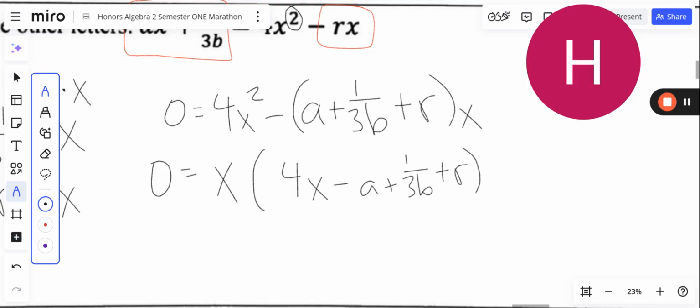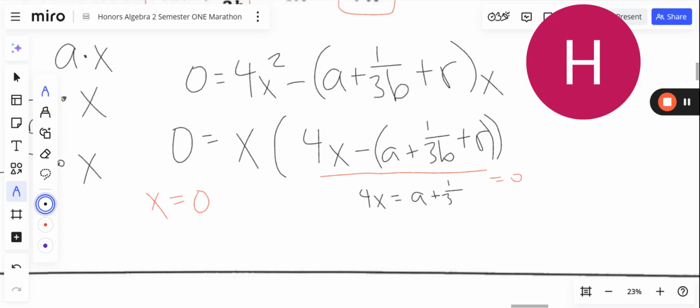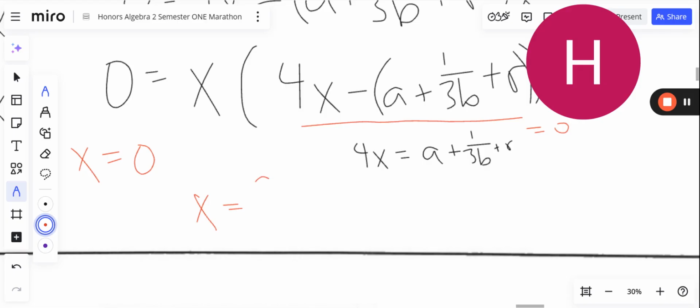Yeah, that looks about right. And if we want to set each of these equal to 0, we get x equals 0. For this one, we would have to do a little work. If this is equal to 0, that means 4x is equal to, that should be in parentheses. It should be 4x equals a plus 1 over 3b plus r. So that just means x equals all of that stuff.